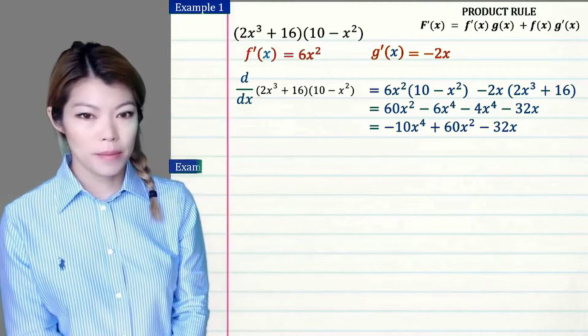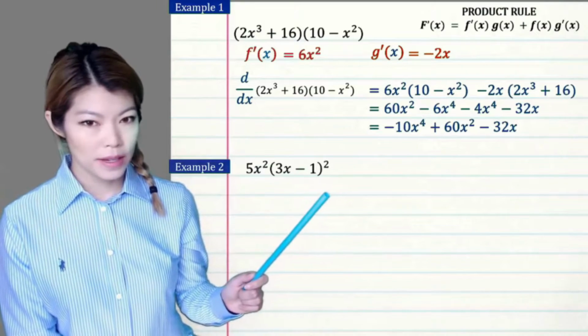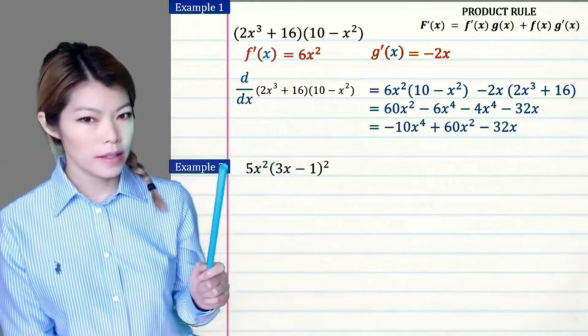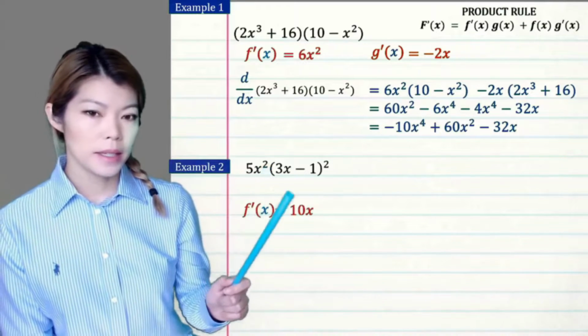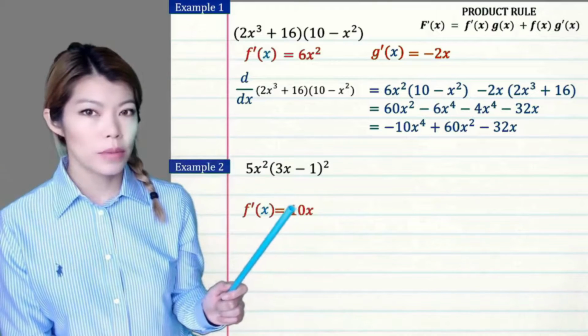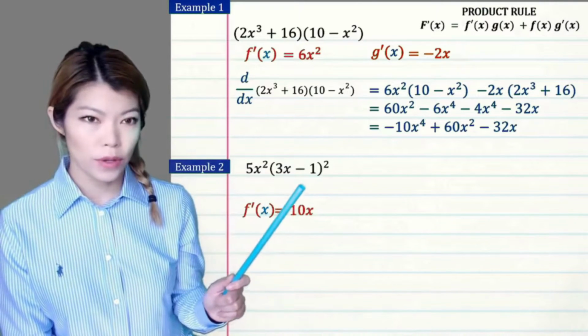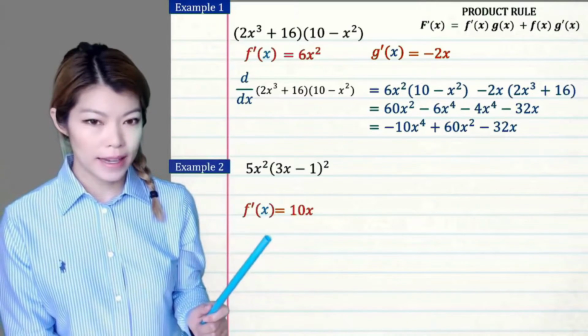Let's do another example. 5x squared times (3x minus 1) squared. Now you'll notice the first part is easy, 5x squared becomes 10x. But the second part we have to use the chain rule. If you've forgotten the chain rule, please look at the previous video and have some more practice before continuing, because we're combining all the rules and it's going to be more complicated.